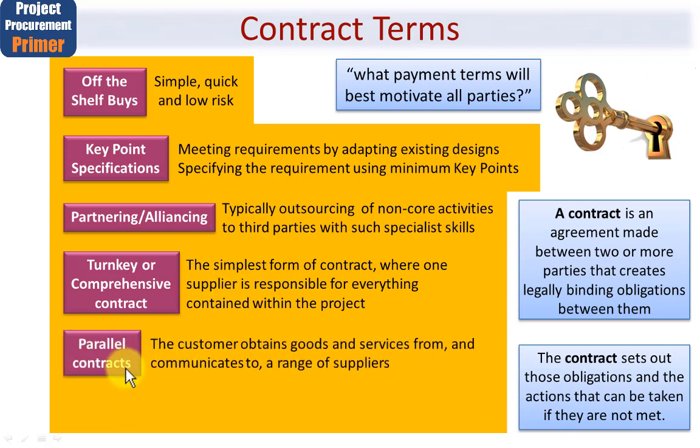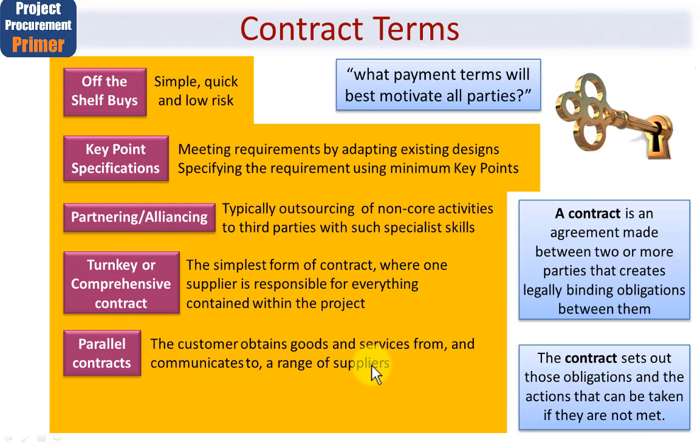Then there's parallel contracts, in other words, more than one being operated at the same time. This is where the customer, the buyer, yourself if you will, obtains goods and services from and communicates to a range of suppliers. In other words, parallel contracts is another way of saying we've got more than one contract, let's say on this project.